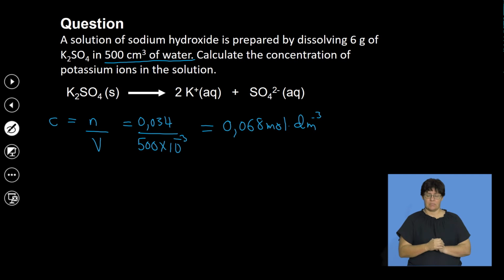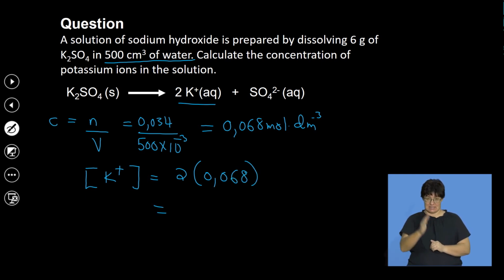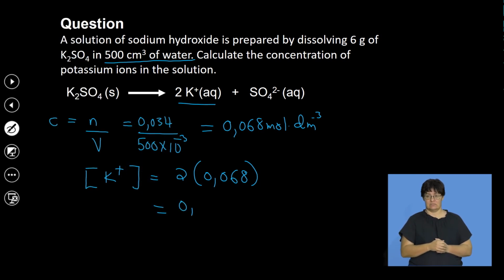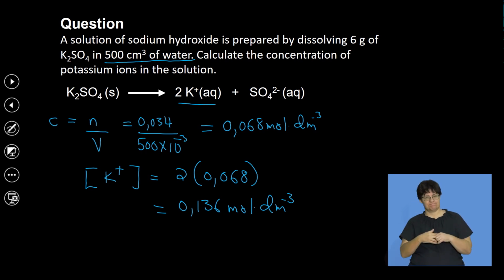So what do we have here? The ionization or the dissociation of the potassium sulfate. For every mole of potassium sulfate, the ratio is 1:2, we get 2 moles of potassium ion. So the concentration of potassium ions is 2 multiplied by 0.068. If we quickly calculate that, we double it, and this gives us, as a decimal fraction, 0.136 mole per cubic decimeter. So that's as far as the question is concerned. Also, you may think of this as a multi-step type of problem.